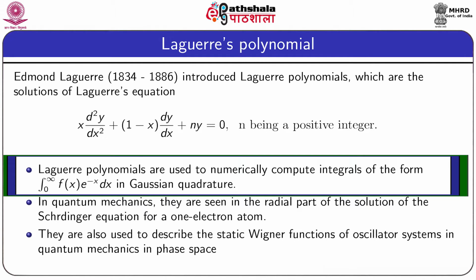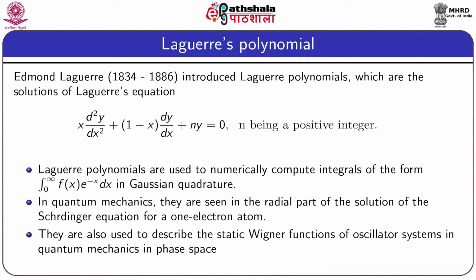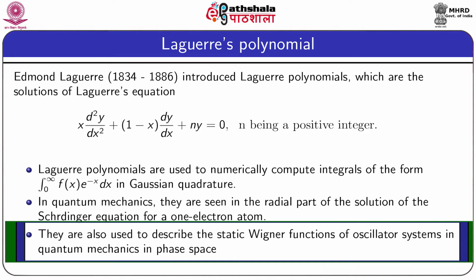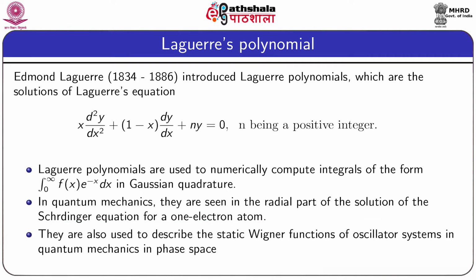Laguerre's polynomials are used to numerically compute integrals of the form integration 0 to infinity f(x) e to the power minus x dx in Gaussian quadrature. In quantum mechanics, they are seen in the radial part of the solution of Schrödinger's equation for a one-electron atom. They are also used to describe the static Wigner functions of oscillator systems in quantum mechanics in phase space.